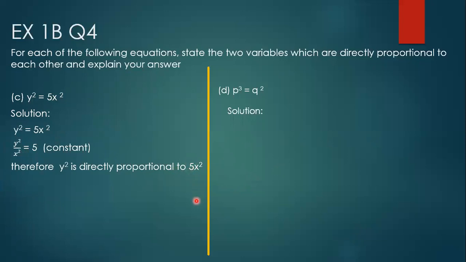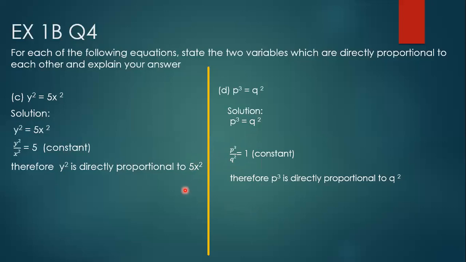p power 3 is equal to q power 2. All right, which means there is no variable. So when there is no variable, there is no constant number, so that means the constant number is 1. Okay, that means p cube is directly proportional to q square. This one is right, thank God.